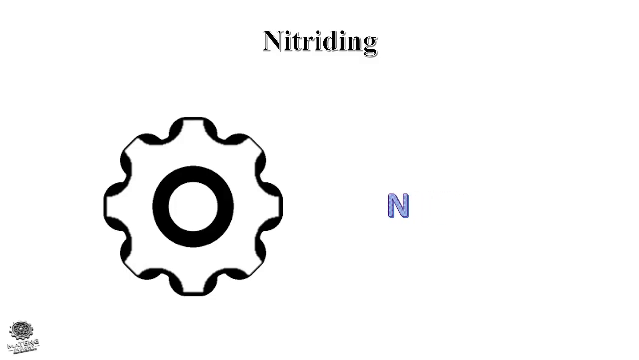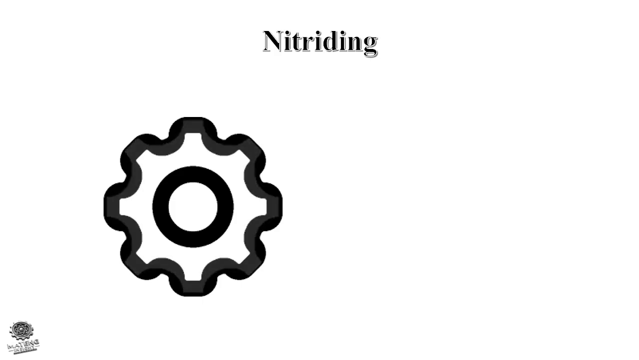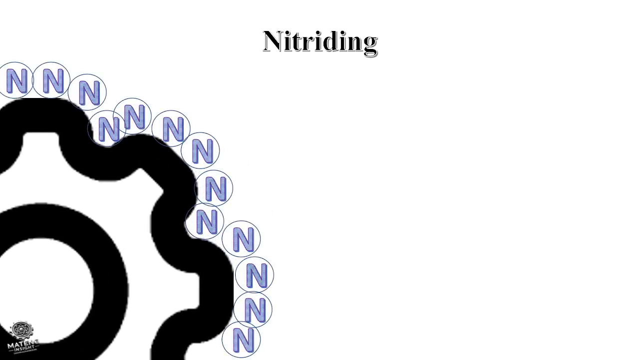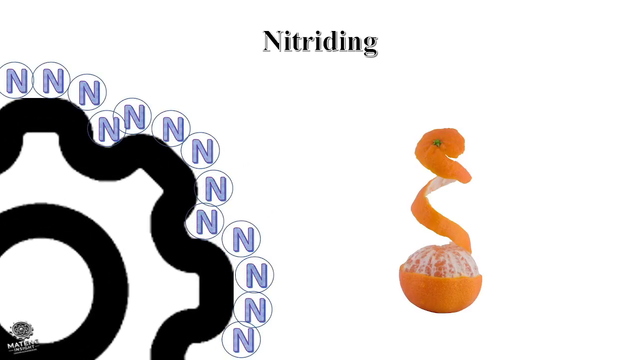What is nitriding? Nitriding is the process of diffusing nitrogen atoms into the surface of a part. This forms a hard layer without significantly changing the dimensions of a component. And because the nitrogen atoms diffuse into the structure, there is no risk of the layer peeling off.